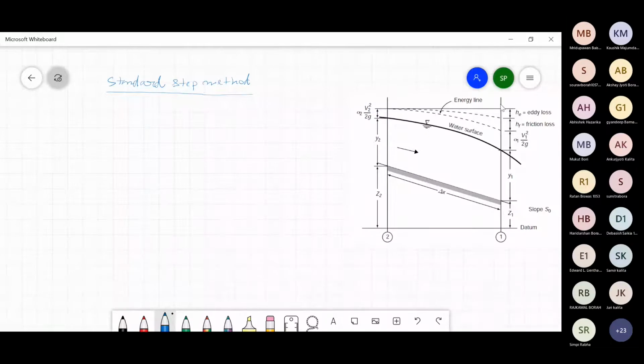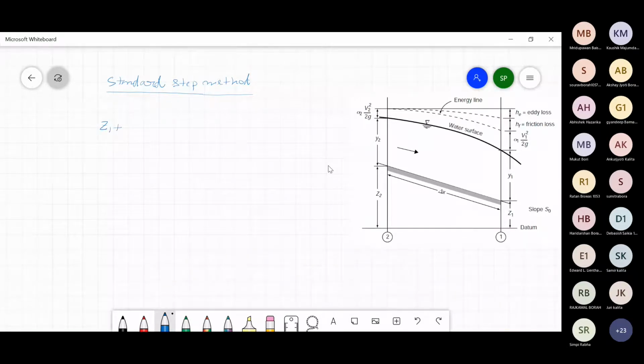This eddy loss is formed when there is a sudden contraction or sudden expansion. So one advantage of this method is that it can be applied in a non-prismatic channel. That means when there is a contraction and expansion, this method takes care of it. Okay, so equating energy, what will we get here?